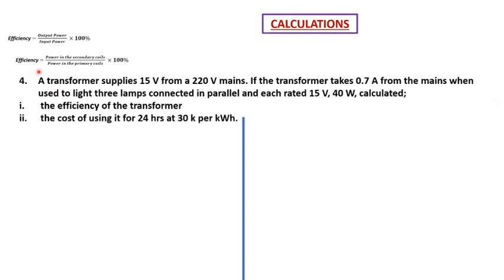Okay, for question 4, a transformer supplies 15 volts from a 220 volt mains. So the transformer gives out 15 volts. So the secondary voltage is 15 volts from a 220 volt mains. So the primary voltage is 220 volts. So ES is equal to 15 volts and EP is equal to 220 volts.